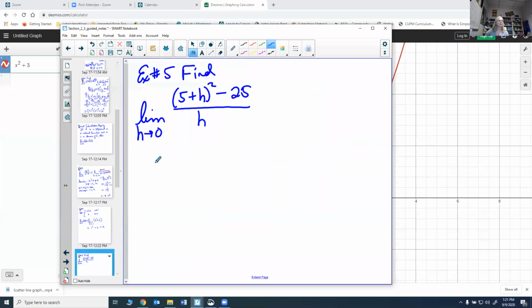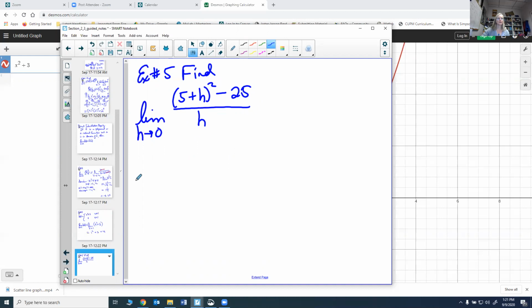All right, another example. Let's find this limit. We're finding the limit as h goes to 0 of (5 plus h) squared minus 25 over h. Again, if I tried to put 0 in here, I'd get 5 squared minus 25, which is 0, over 0. And again, that's indeterminate, so I can't just substitute it in and find out what it is. It's this h on the bottom that's causing me some issues.